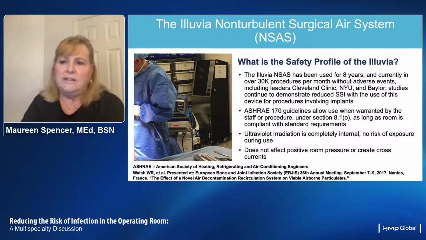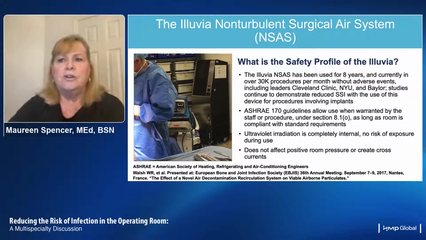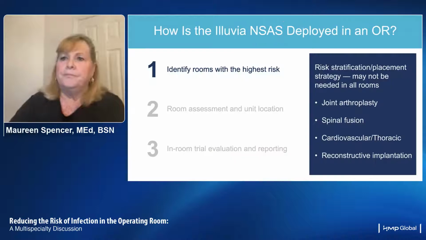The ASHRAE 170 guidelines allow the use when warranted by the staff or procedure under Section 0.1, as long as the room is compliant with standard requirements that ASHRAE has for an operating room. The ultraviolet irradiation is completely internal, so there's no risk of exposure to staff or to the patient. And it does not affect the positive pressure or create cross currents. Some engineers had concerns that this might interrupt the flows, but it does not.